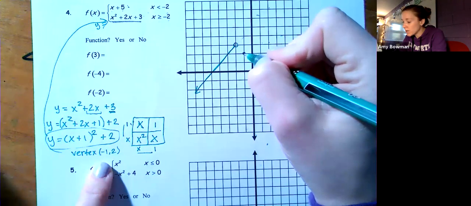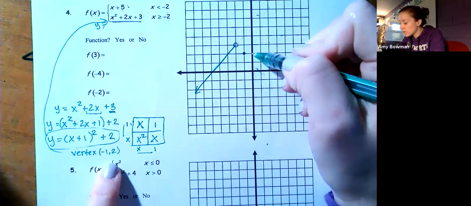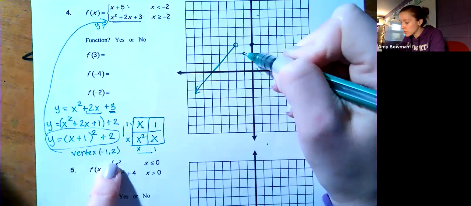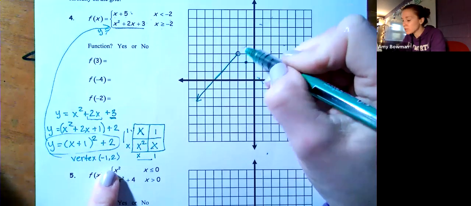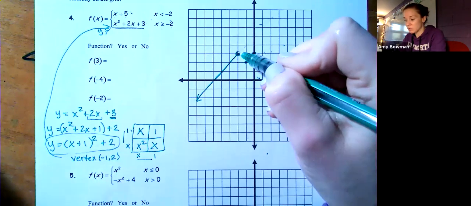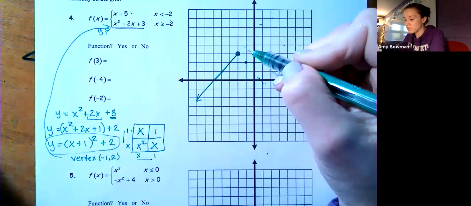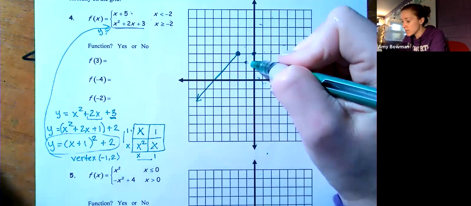From there, I would go up 1, left 1, up 1. And from that vertex, or right 1, up 1, left 1, up 1. So I land right back on this open circle. And that's okay, because my parabola is going to actually go right on top of that open circle, which is fine. It'll just mean it's a smooth transition from one function to the next.